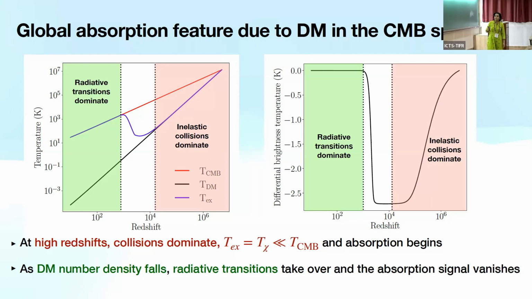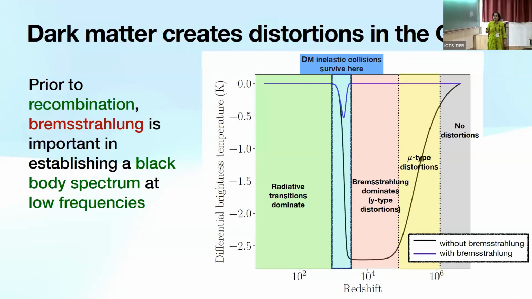But this would be the story if we just had CMB and dark matter in our universe. We also have baryons. And the important electromagnetic interactions like Compton scattering, double Compton scattering, and Bremsstrahlung are very, very important in establishing the black body spectrum of CMB. So because of these interactions, what's going to happen is that this black line, the absorption feature at high redshifts, is going to get erased, and we are only going to be left with this small region where this global signal can survive. But this is very much dependent on the energy splitting of dark matter and the frequency of the CMB photon being absorbed.